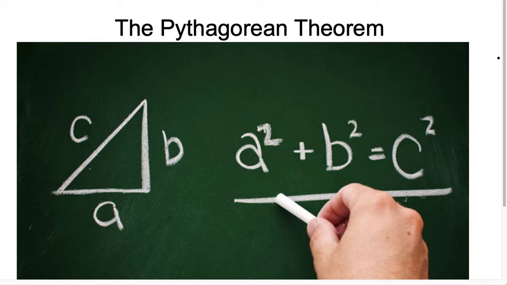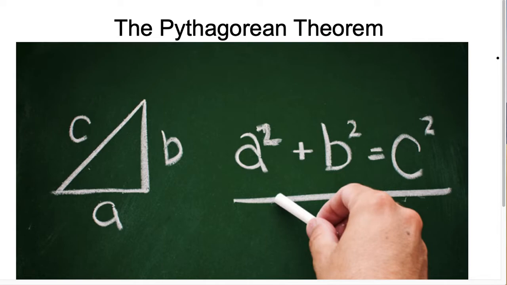So this theorem is used if you have a right triangle and you're looking for a third side. We use this theorem called the Pythagorean theorem: a squared plus b squared equals c squared. A here represents a side of the triangle, b also represents another side of the triangle, while c very specifically represents the hypotenuse of that triangle.